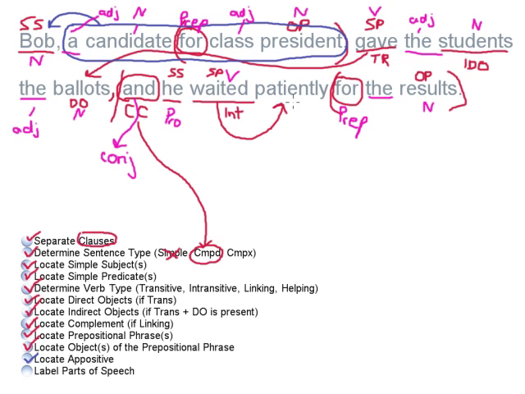Waited is a verb. Now, this answers the question, waited patiently. How did he wait? He waited patiently. So this word here modifies waited. And words that modify verbs are known as adverbs. For is a prep, the is an adjective, and results is a noun. That looks like a mess, but hopefully if you followed along, you understand how to do that. That's it.